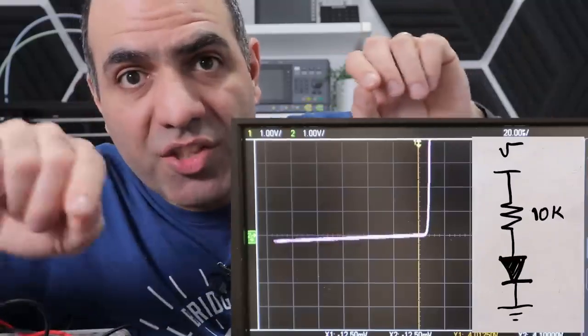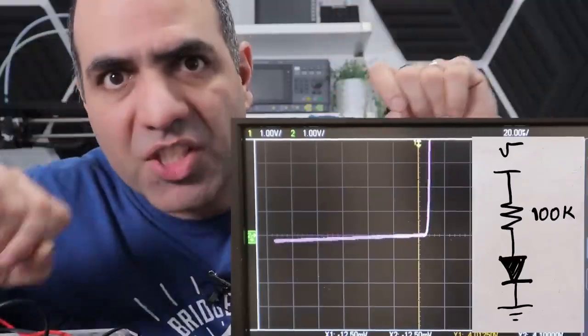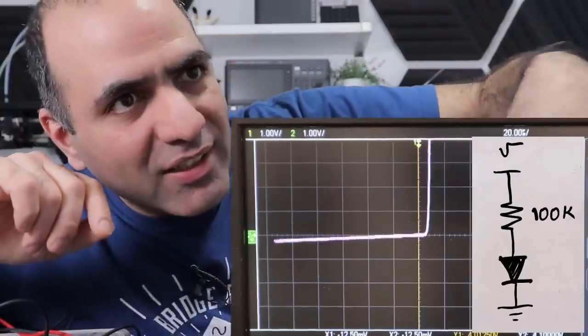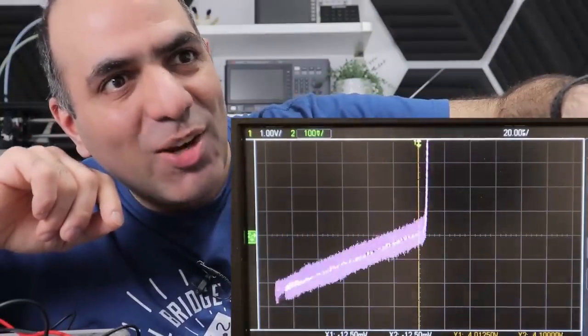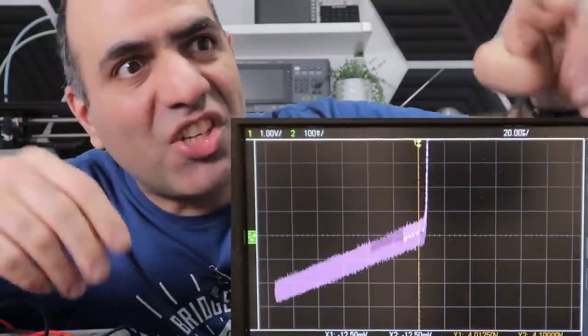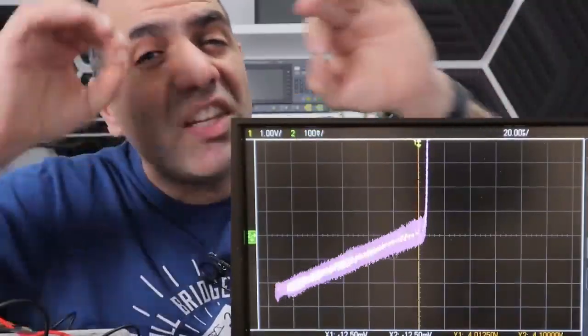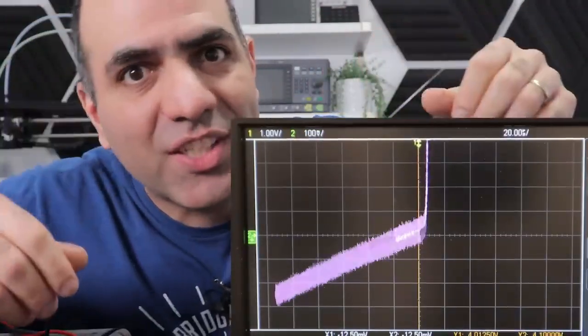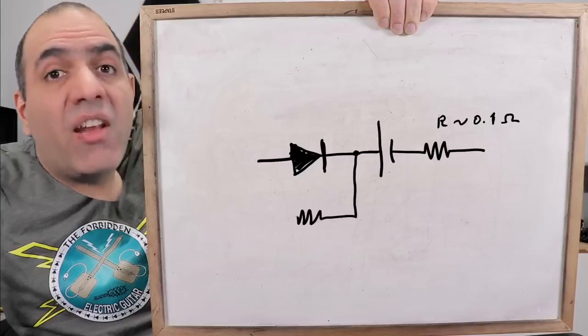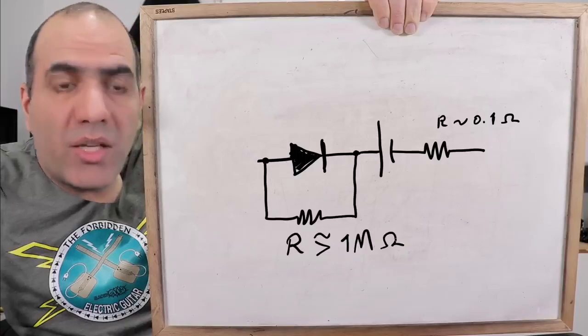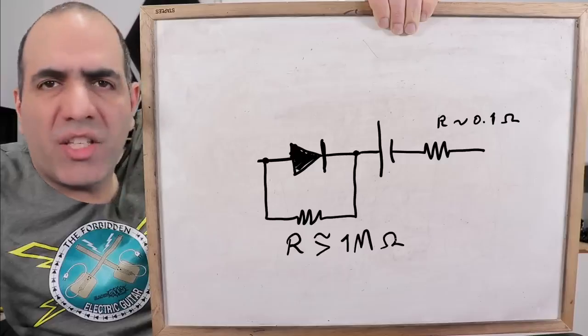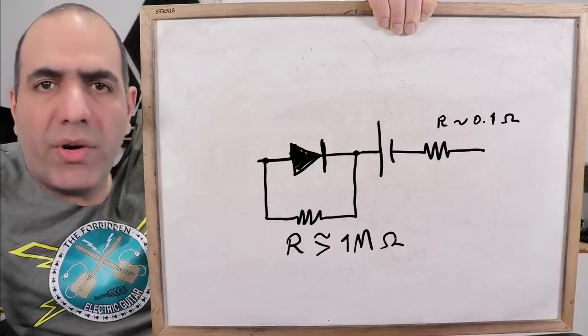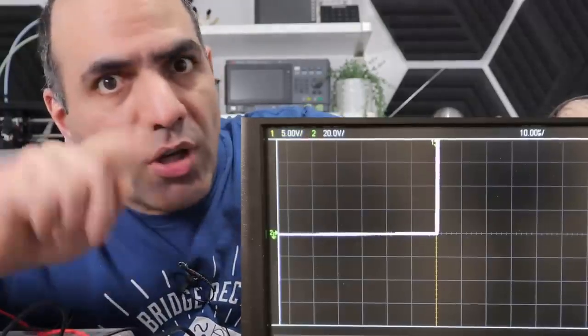Now I changed the series resistance to 100K for more precision, and let's zoom in on the current. Look at that, the current is not zero in reverse voltage. There is a very small leakage current in reverse. So we can add a very large resistor across the diode to model it. Although the leakage current is typically so small, we can ignore it. This time, let's zoom out on the voltage.